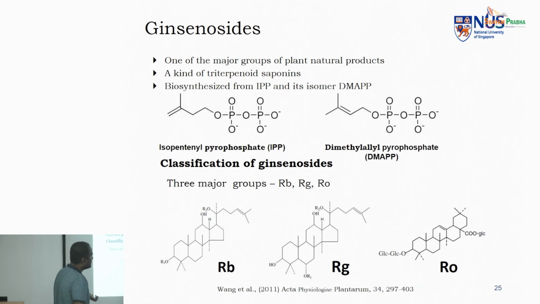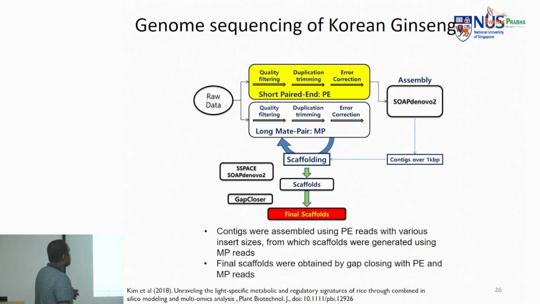One of the key challenges in ginseng research at that time was that the genome sequence was not available. So because of that, we wanted to focus on sequencing the ginseng plant, so that we will be able to better understand the biosynthetic pathways of these compounds, as well as their regulation, in which tissues, how they are regulated, and so on.